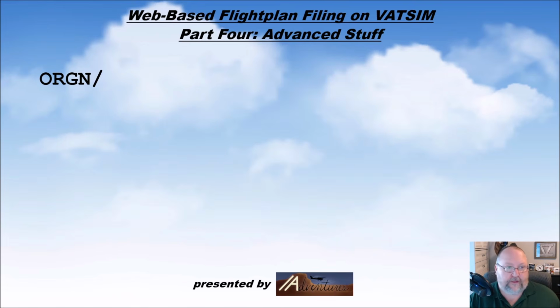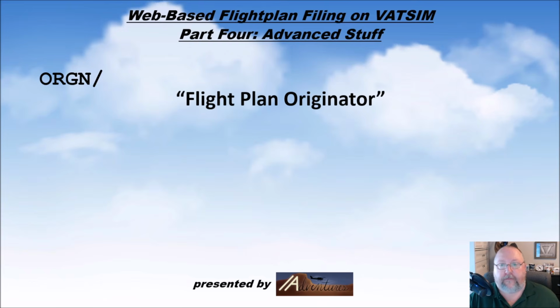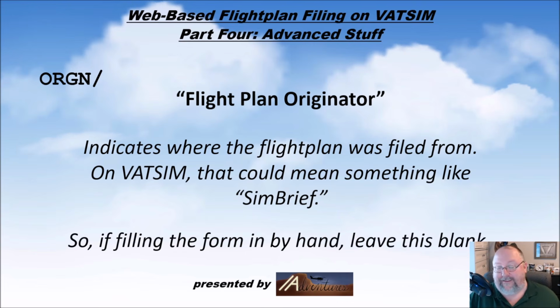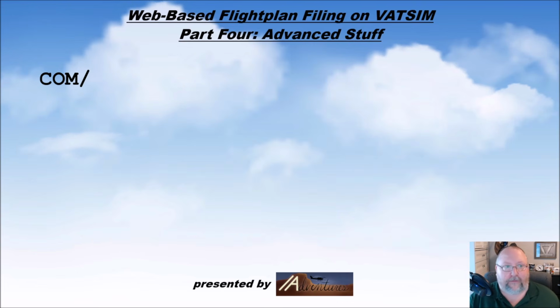Origin, well, this is not the origin that you're taking off from. We covered that in the top part of the flight plan. This is your flight plan originator. It indicates where the flight plan was filed from. On VATSIM, really that could mean something like SimBrief, but if you're filling out the flight plan by hand, just leave it blank.